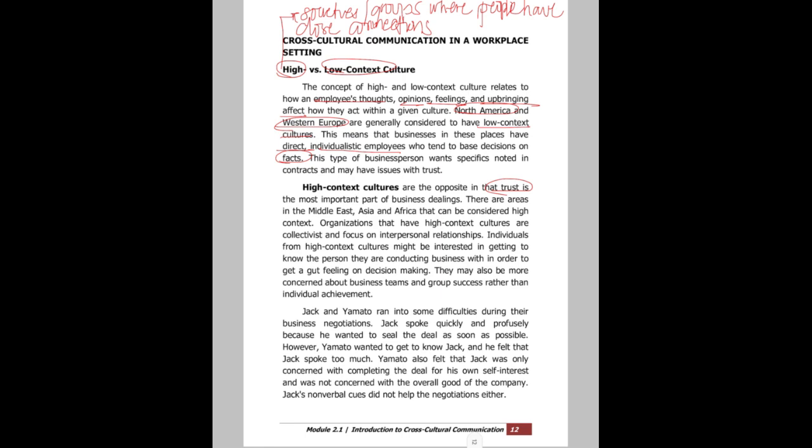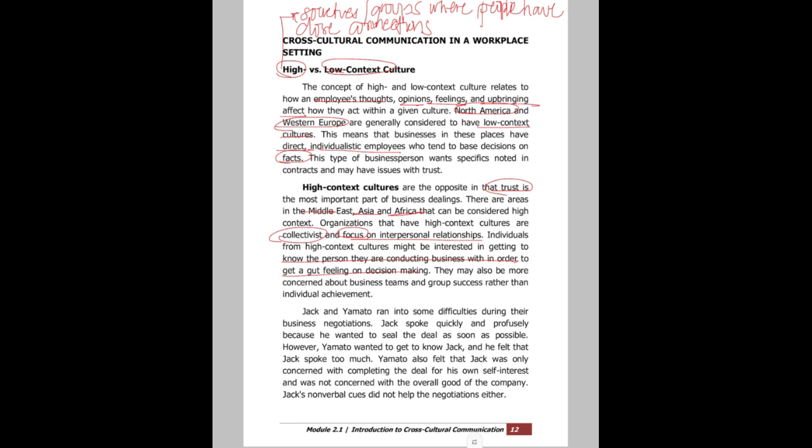There are areas in Middle East, Asia, and Africa that can be considered high context. Organizations that have high context cultures are collectivists and focus on interpersonal relationship. Individuals from high context cultures might be interested in getting to know the person they are conducting business with in order to get a gut feeling on decision making.